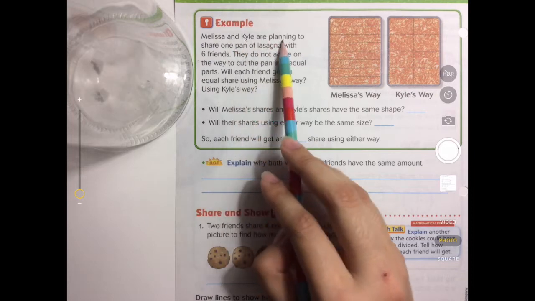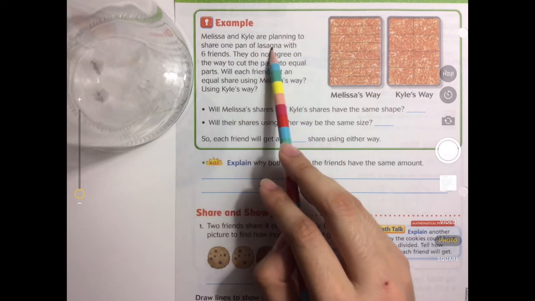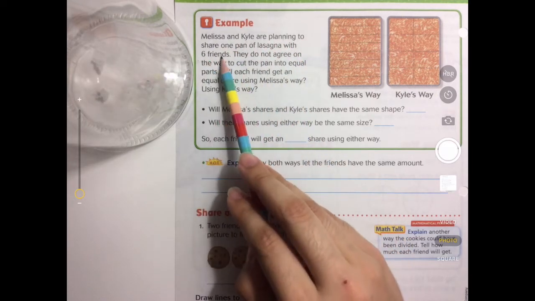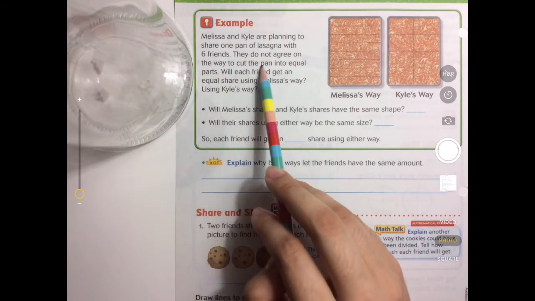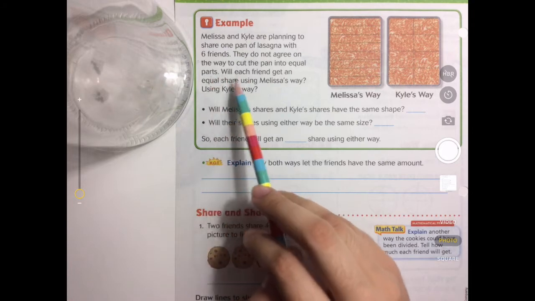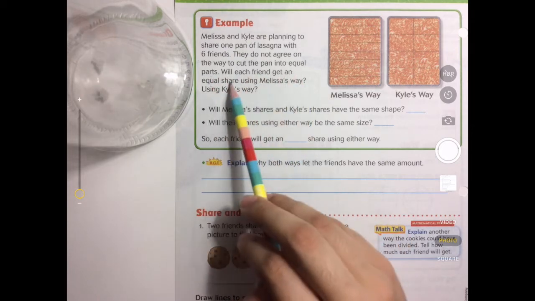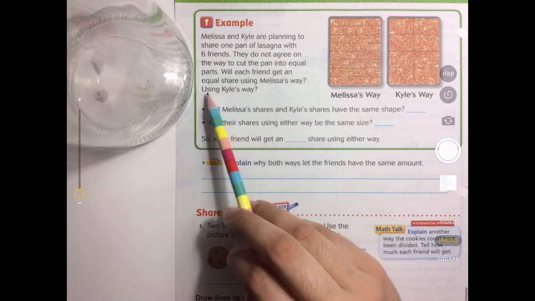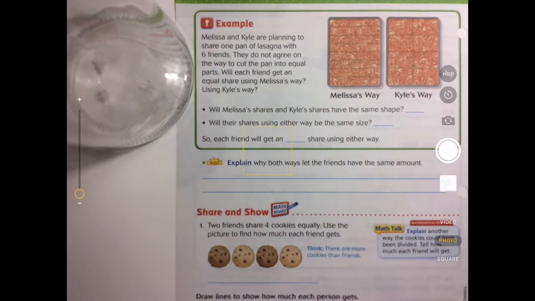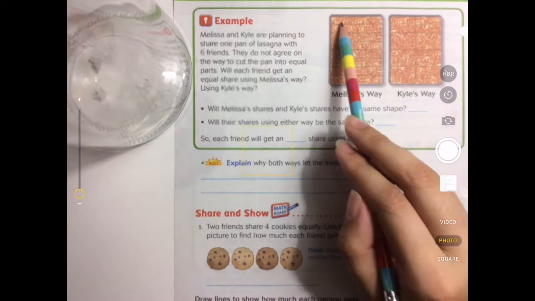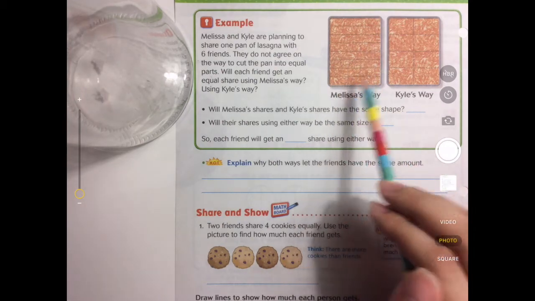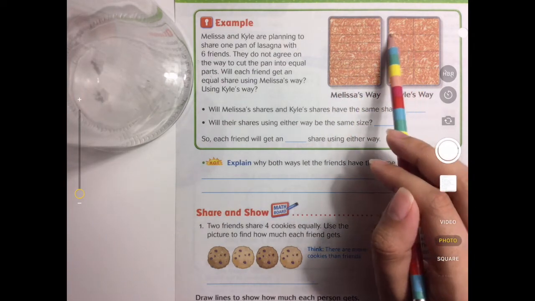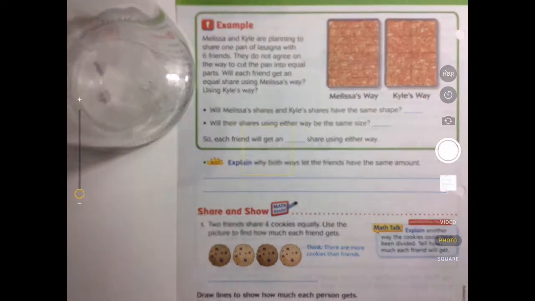Melissa and Kyle are planning to share one pan of lasagna with 6 friends. They do not agree on the way to cut the pan into equal parts. Will each friend get an equal share using Melissa's way or using Kyle's way? If we look over here, Melissa's way is you cut it all the way down and you have a bunch of long pieces. And here we have Kyle's way, he cut them equally divided.